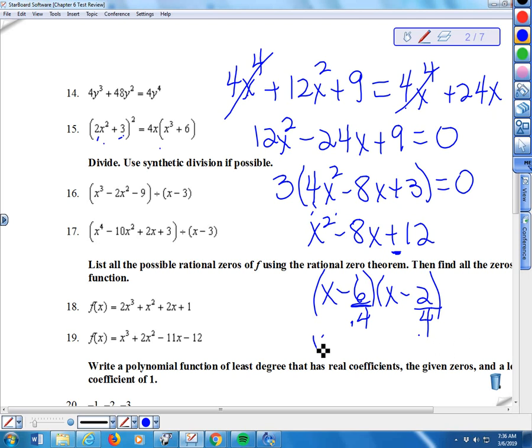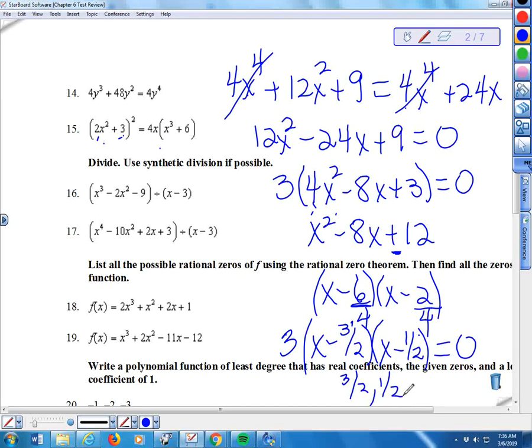Simplify x minus 3 halves, x minus 1 half. And then I still have this 3 on the outside, which really isn't going to matter much, because when I set it equal to 0 and divide both sides by 3, that goes away. So my solutions here are 3 halves and 1 half. Sorry about that last problem when I did the bottoms up incorrectly.